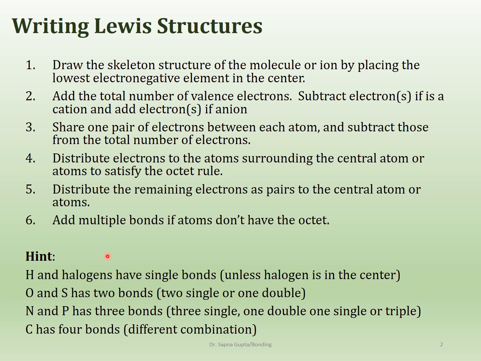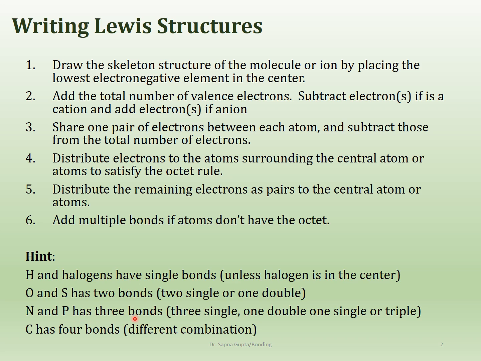Now I'm giving you all these hints, but I'm also telling you exceptions, because in all these cases you will always have exceptions, and you have to be ready for those exceptions. For example, halogens can be in the middle, and they can have more than one bond. Similarly for oxygen and sulfur, oxygen in the middle can have two bonds, but sulfur can have more than two bonds in some cases. So you have to watch out for that. But in most cases, oxygen and sulfur will have two bonds. The two bonds can be two single bonds, or one double bond.